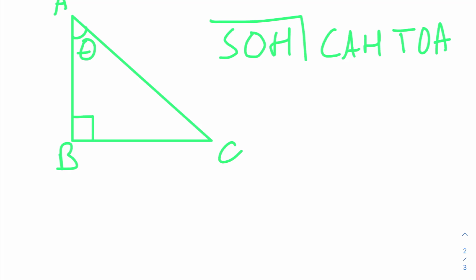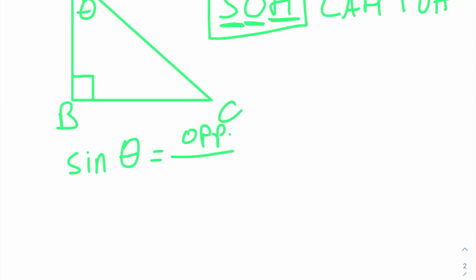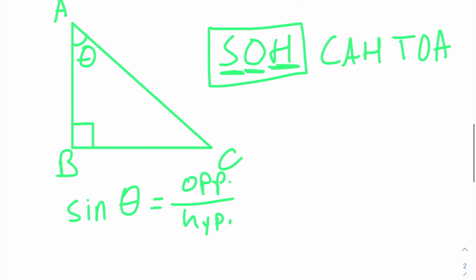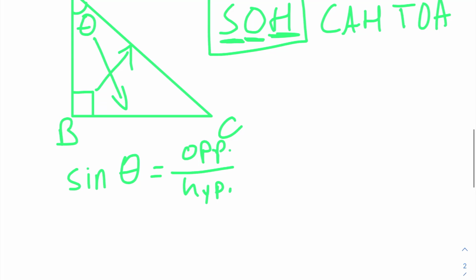So if we look at SOH, the S stands for sine, so sine theta will be equal to, the O stands for opposite, so opposite over the H, which is hypotenuse. And in this case, the side that is opposite our angle theta is BC. And the hypotenuse is AC because it's opposite the 90-degree angle. So sine theta is equal to the opposite BC over the hypotenuse AC.